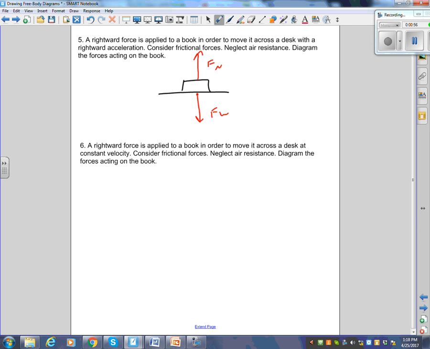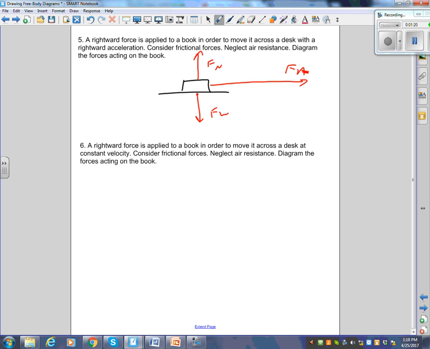There is an acceleration. So what does that mean? I guess it would have to be moving, yeah. It's a rightward acceleration. The force pulling it is bigger than the friction. Correct, Leo. So we want to show the applied force, the FA.